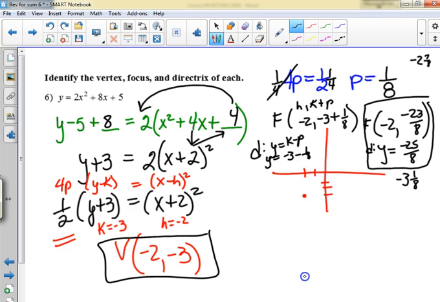Okay. Do you want me to graph this one just so we're clear on finding one more point? Okay. So here was the vertex, the -2, -3. It's opening up, right? So -2 and a little bit less is the focus. -2 and a little bit more is the directrix.